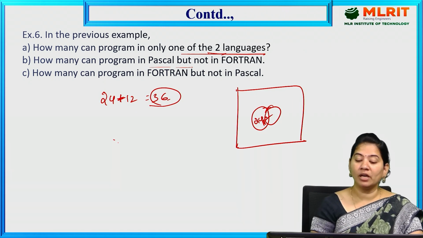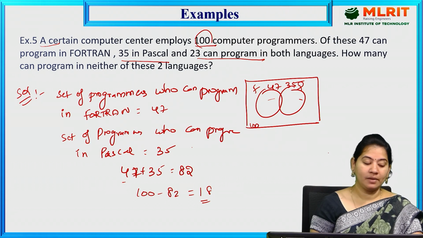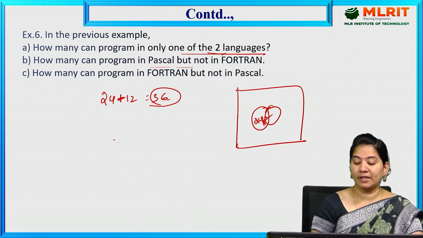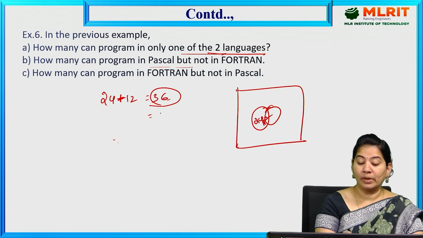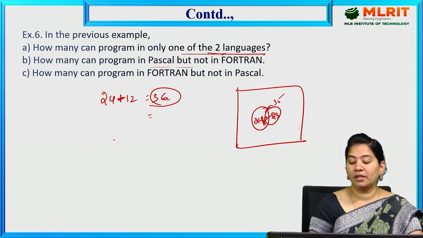How many can program in Pascal but not in Fortran here? How many can program in only Fortran means what here? So that is 23 members. Why? Because here you need to get 35. So here you need to get here.